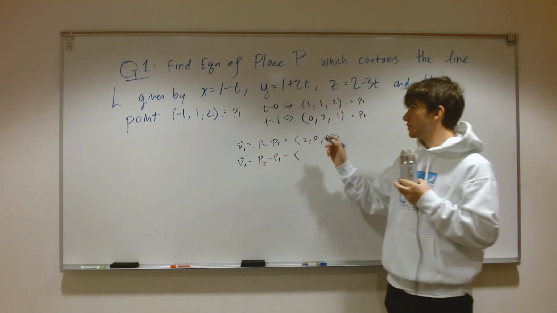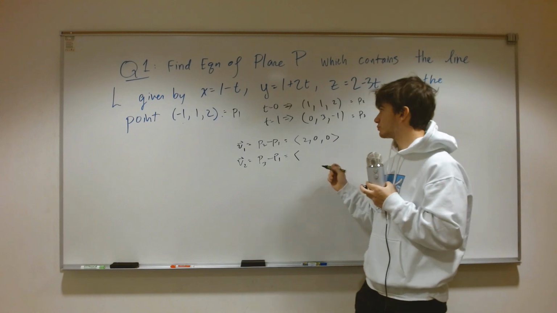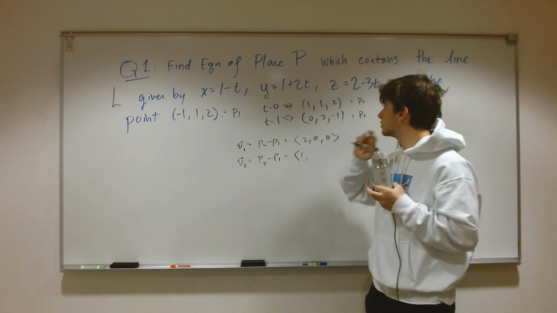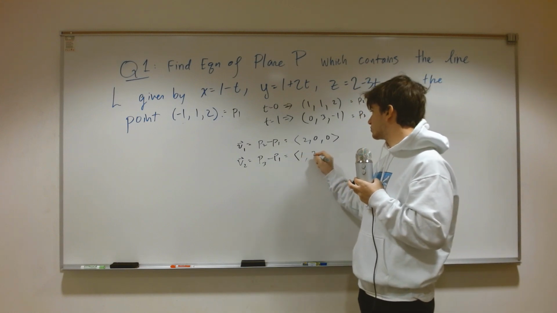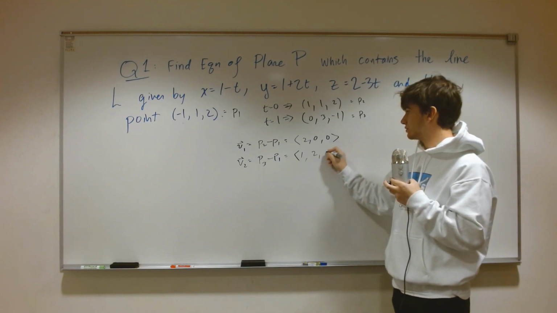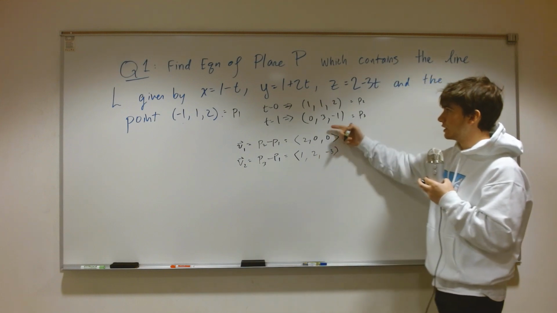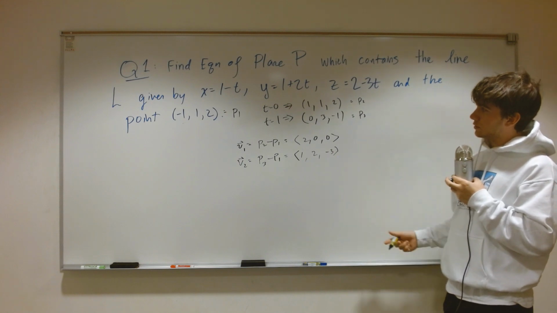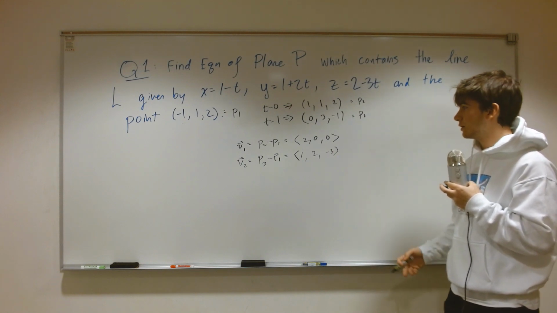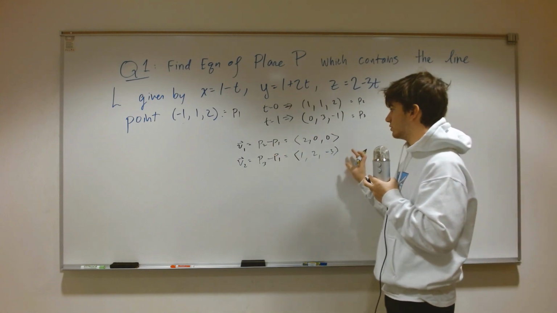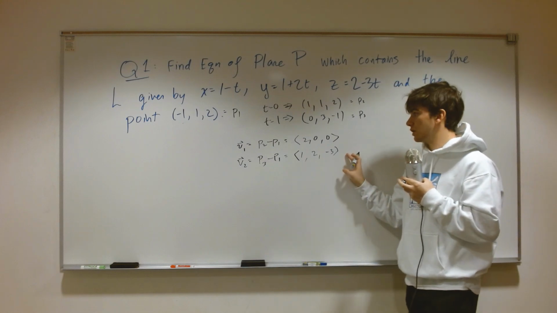Okay, so p3 minus p1, we're going to have 1 here. 3 minus 1 is 2, and then negative 1 minus 2 is negative 3. Let's see if I did this right. 1, 2, yeah. So these are our two vectors that lie on the plane.